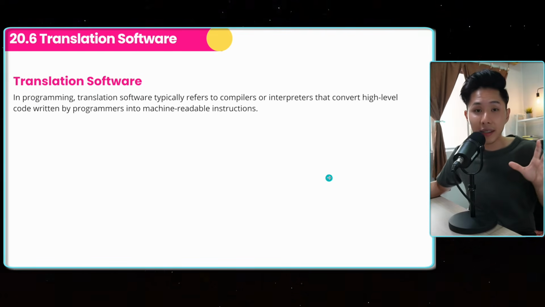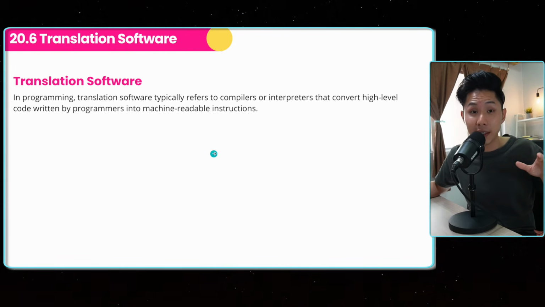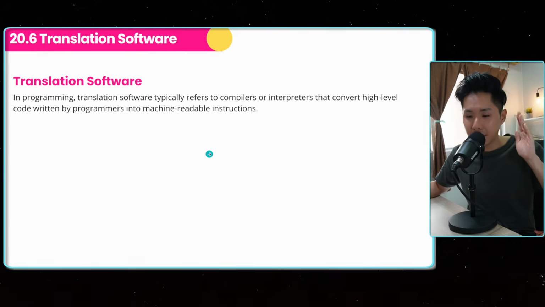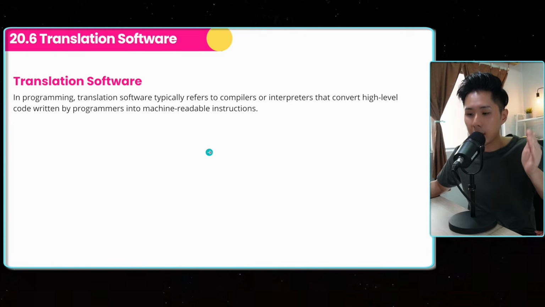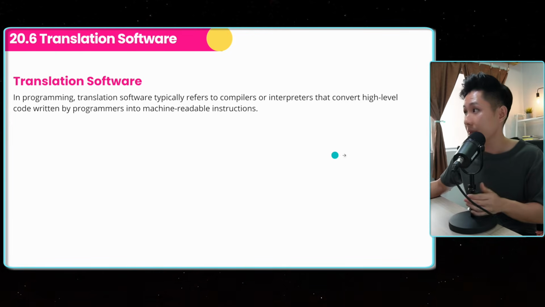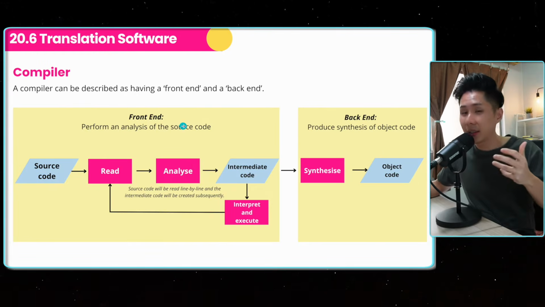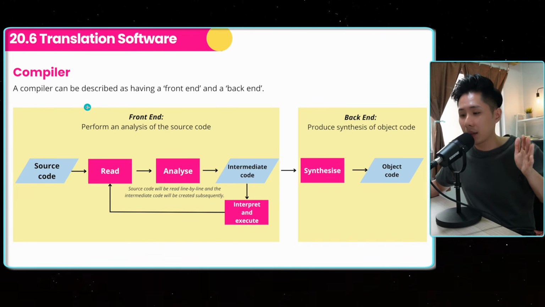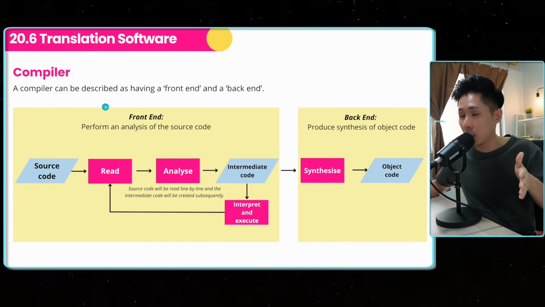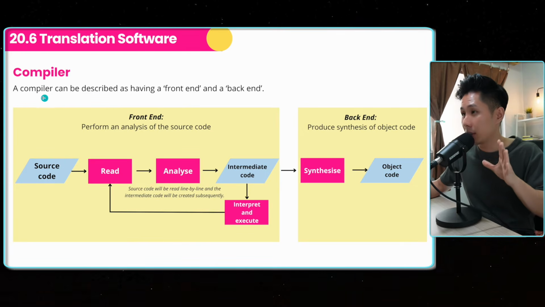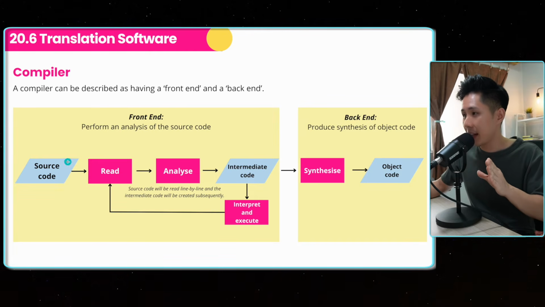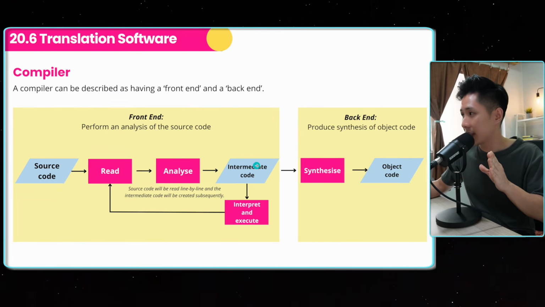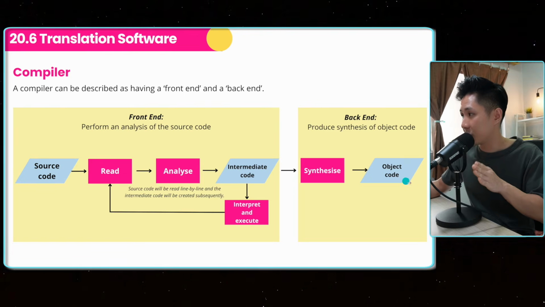Another thing that the OS sometimes also does is provide translation software. We are going to dive very deep into how translation software can take a programming language and convert it into binary code that the machine can understand. Okay? So let's look into a compiler. We know that a compiler compiles code into binary, into executable code. Today we're going to look into its internal structure, which consists of the front end and the back end. In the front end, they analyze and create intermediate code. Then at the back end, they synthesize the object code.